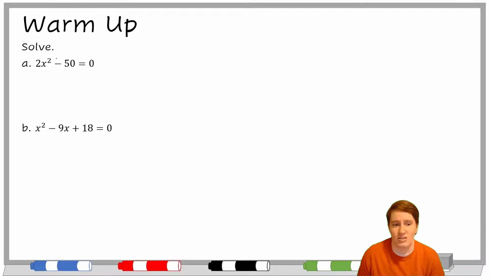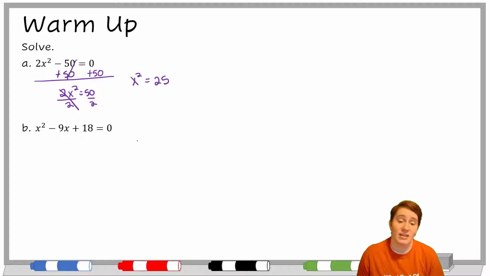So we're going to solve this like we do a linear equation by adding 50 to both sides and getting 2x squared equals 50. Then we divide by 2 on both sides and get x squared equals 25. And then the difference between a linear equation and what we have here is that in a linear equation, we would have x equals 25 and that'd be our answer.